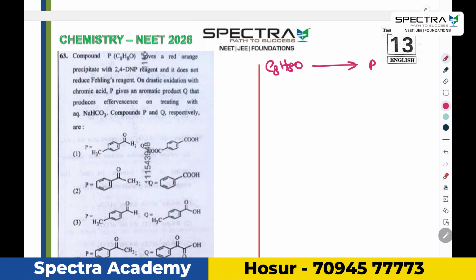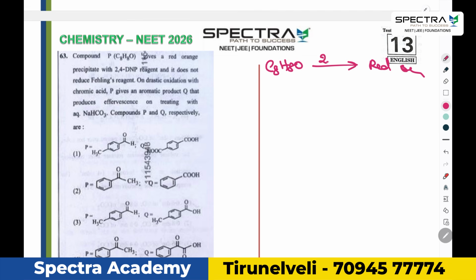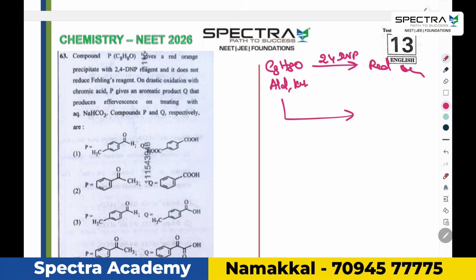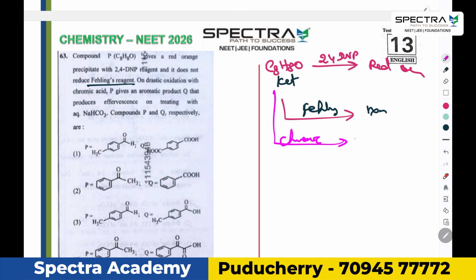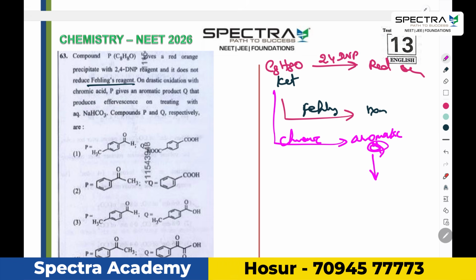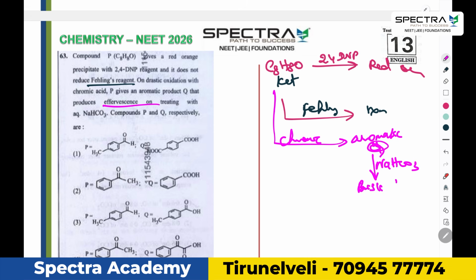Question number 63. C8H8O is the compound that gives a red-orange precipitate with 2,4-dinitrophenylhydrazine. So this is an aldehyde or this is a ketone. Very good. Next, see, no reaction with the Fehling's solution. So it is a ketone, not an aldehyde. And another hint, on treatment with chromic acid, it gives an aromatic product Q. That aromatic product Q with sodium bicarbonate produces brisk effervescence. So that means this is an aromatic carboxylic acid.